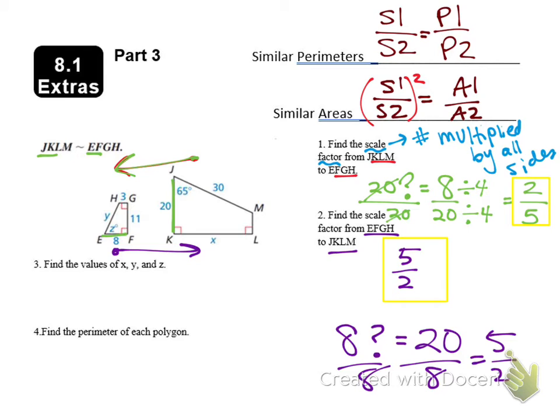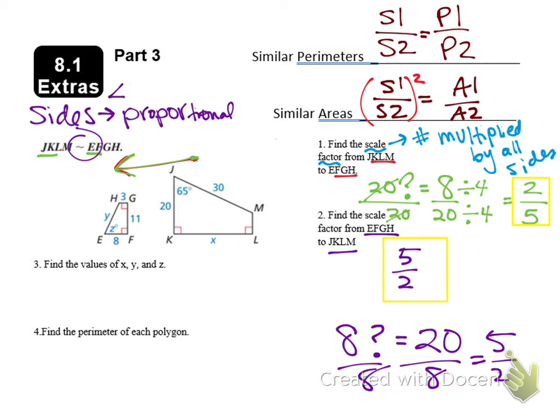All right, find the values of x, y, and z. These figures are similar. So what do we know about the sides of similar figures? They're proportional. And what do we know about the angles of similar figures? They're congruent. So when we solve, we have to keep these two things in mind. What do we want to solve for first? You want to solve for z? Is it a side or an angle? It's an angle. What do we know about angles in similar figures? They're congruent. So we just need to figure out what E is congruent to. E is congruent to J. So z equals 65.